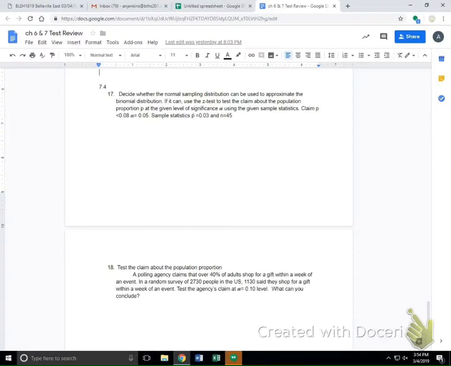Well, I just solved this problem, but I did realize I didn't have it recording. So again, this one's just asking us to see if we can use the normal to approximate the binomial distribution, and if we can to do it, and if not, let them know. So what we test is to see if n times p is greater than or equal to 5, and if n times q is greater than or equal to 5.